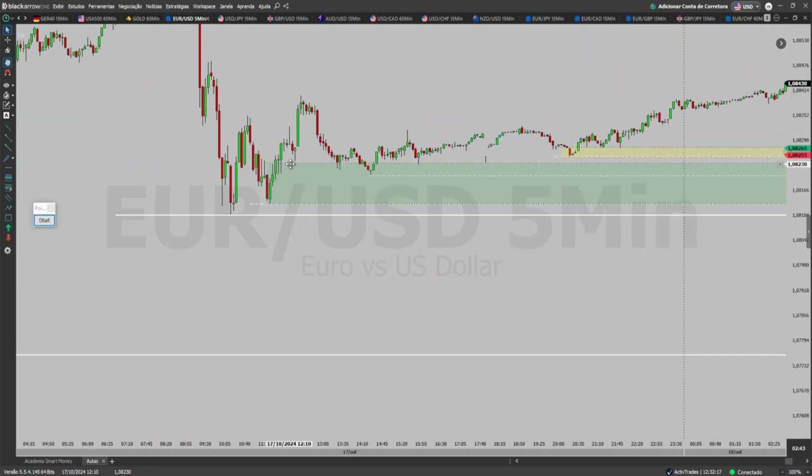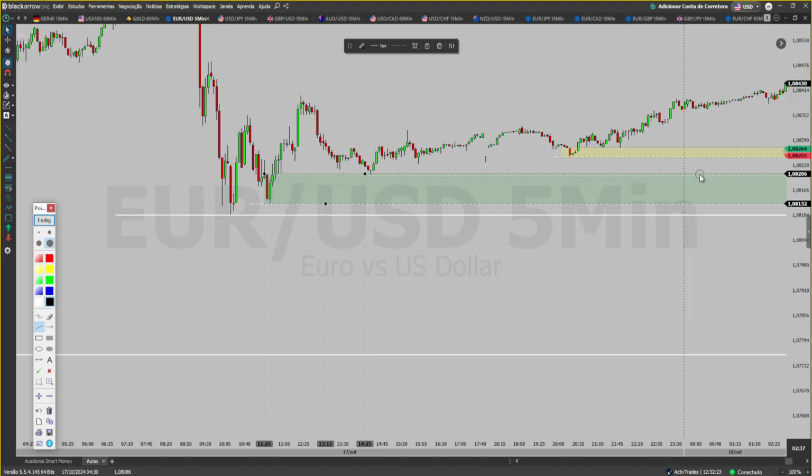Can I get this minimum now? How would I make this purchase in the future? Buy here and place the stop here with a gigantic target. That's the footprint. It's got to be a big target. Then check it out.